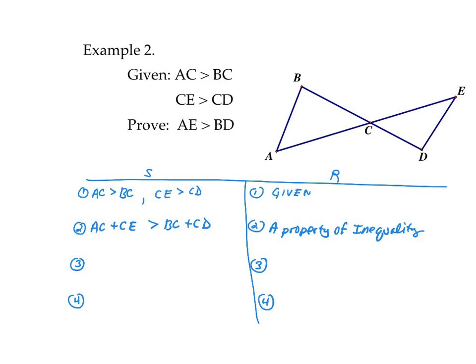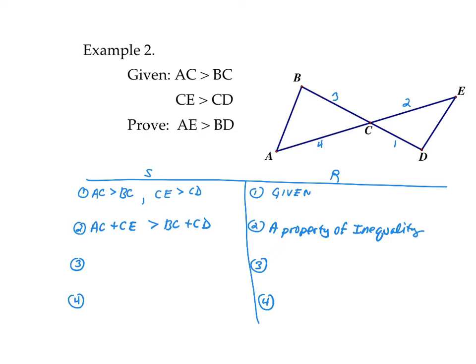Okay, and hopefully this makes sense, but if it doesn't, you can just plug some numbers in. Let AC be 4, let BC be 3, let CE be 2, and let CD be 1, just to prove to yourself that for sure AC plus CE would be longer than the sum of BC and CD.